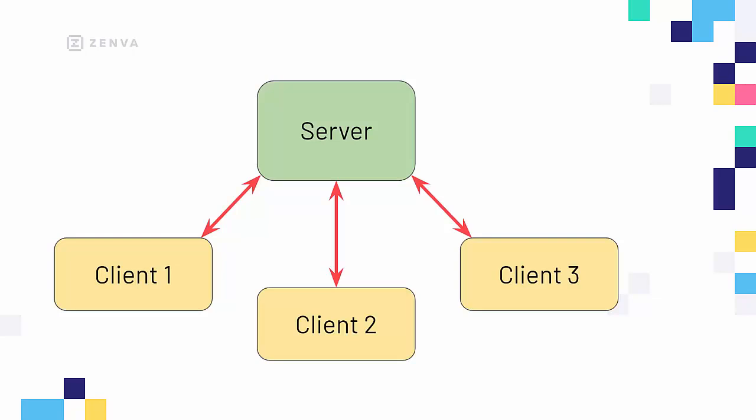So if client 1 wants to send a message to client 2, they will first of all have to send it through the server. So they'll send a message to the server. That message will likely contain an address to inform client 2, and then the server can update client 2. So the server is really the hub of everything when it comes to a multiplayer game.